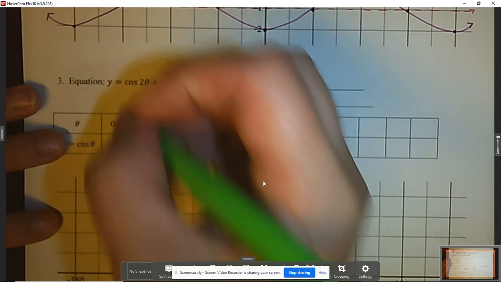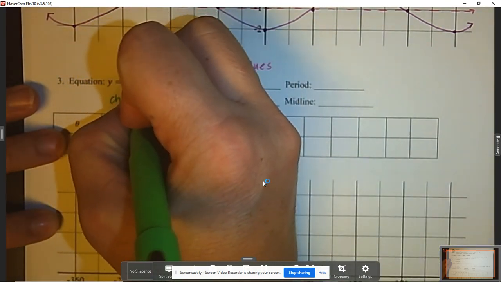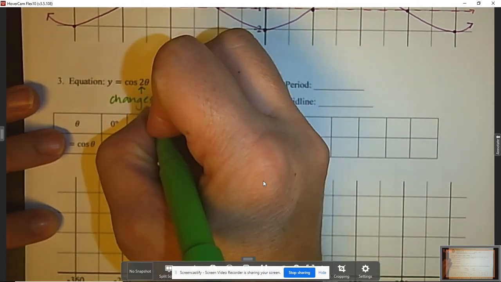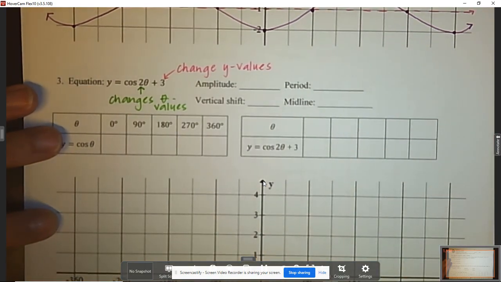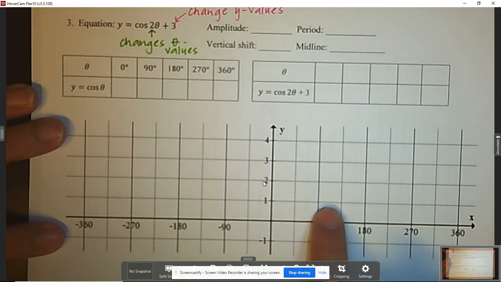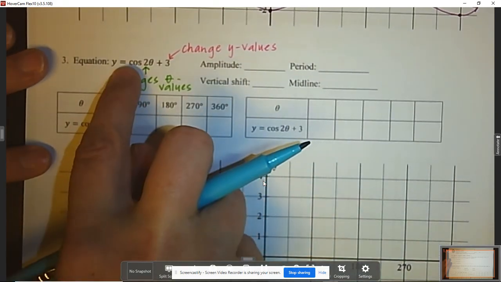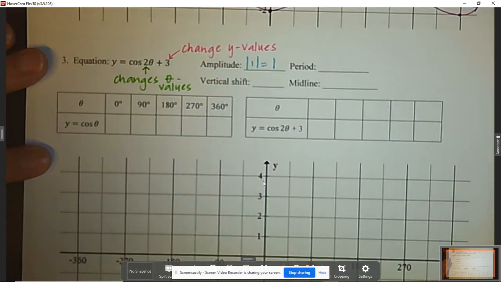And the 2 right here changes your theta values. Since it changes your theta values, that's your x values. That's on your x-axis, so that changes your period as well. The number out front here is 1, so therefore my amplitude is the absolute value of 1, or 1.